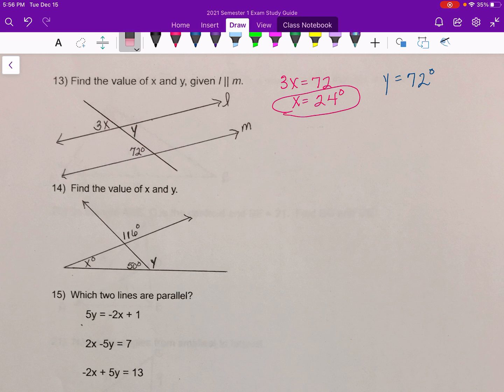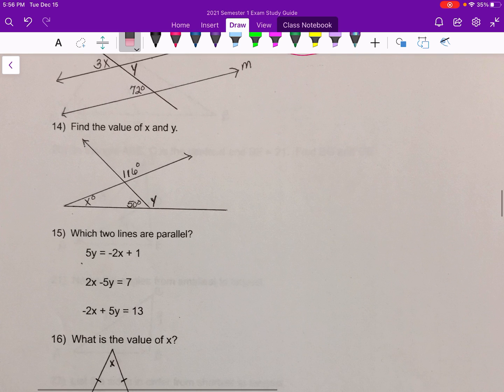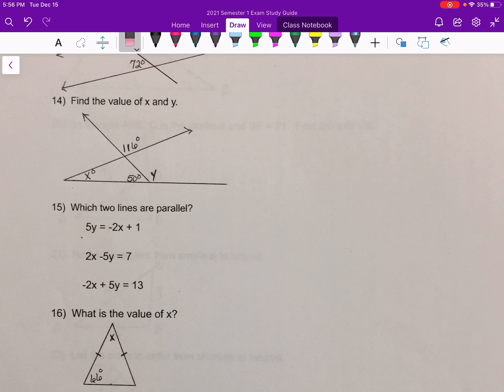Remember, corresponding angles, alternate interior, alternate exterior angles are all congruent. It's the same side interior angles that add up to be 180. So only two possibilities there.